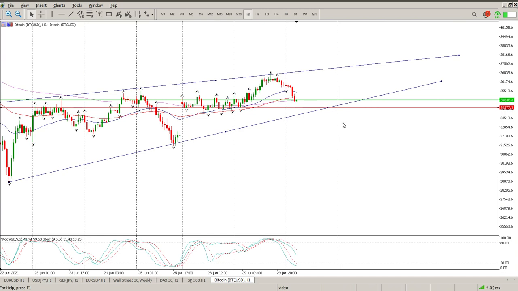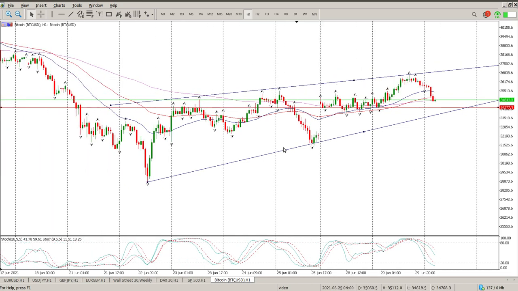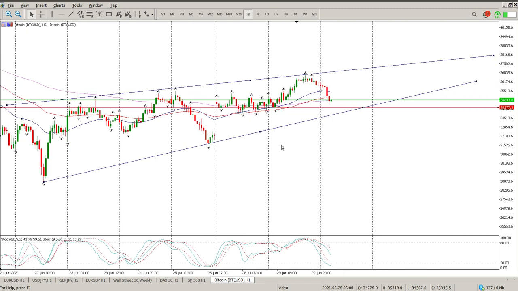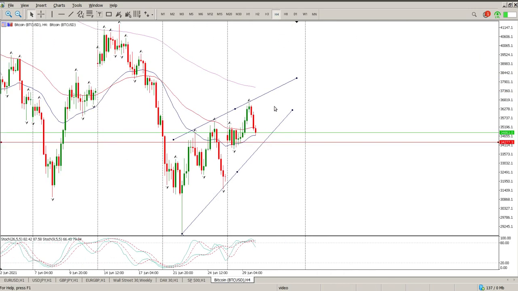So I think after today you should have a clearer picture, and bear in mind today is the last day of the month. So sit tight, just wait. I can see something is starting to brew, which is going to give us the opportunity to buy back into this, and that's exactly what I'm looking for.